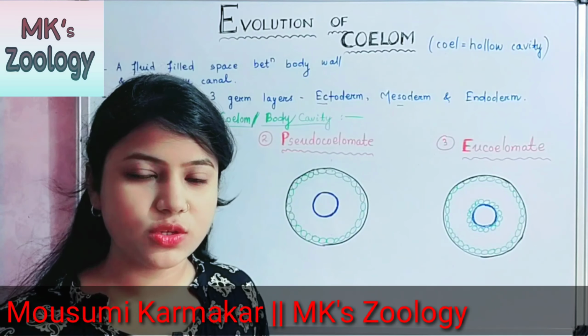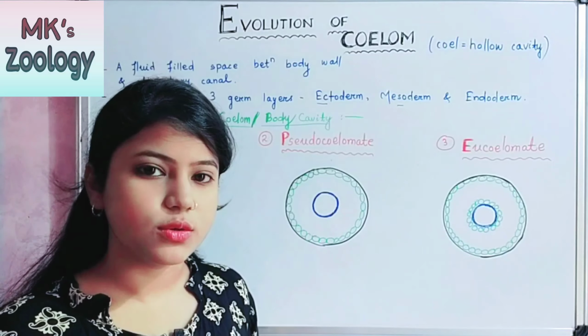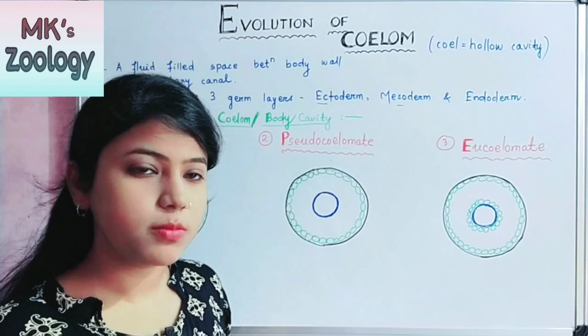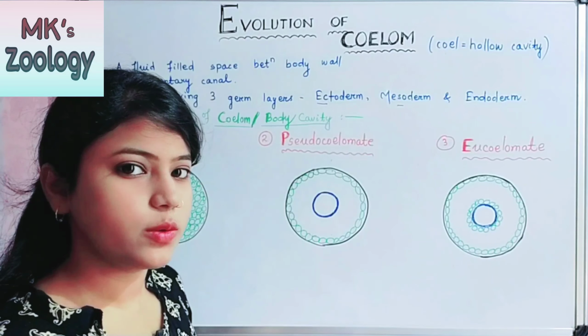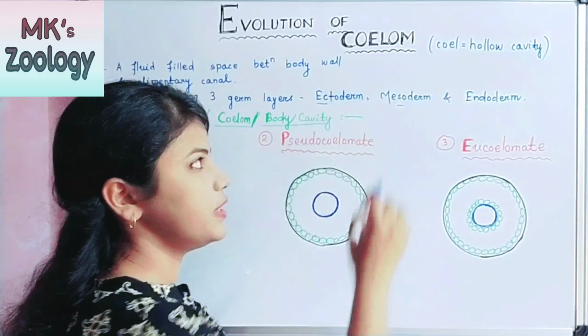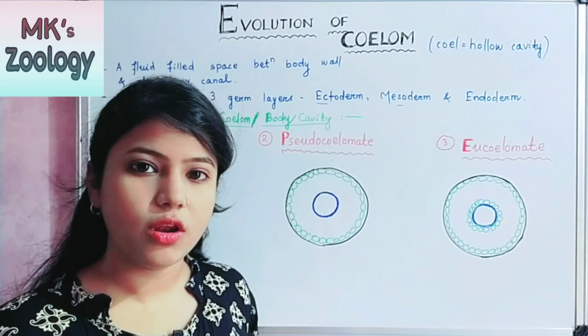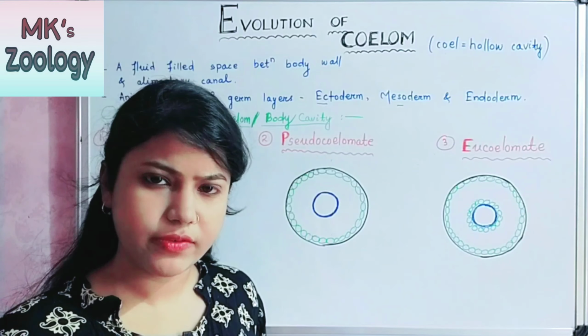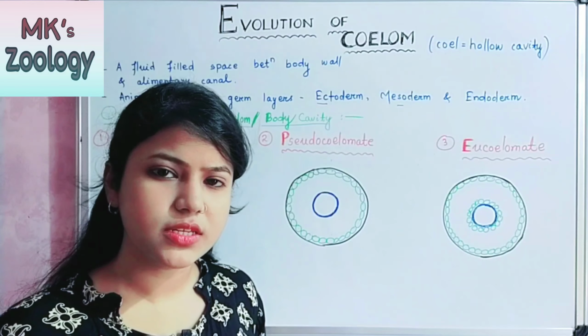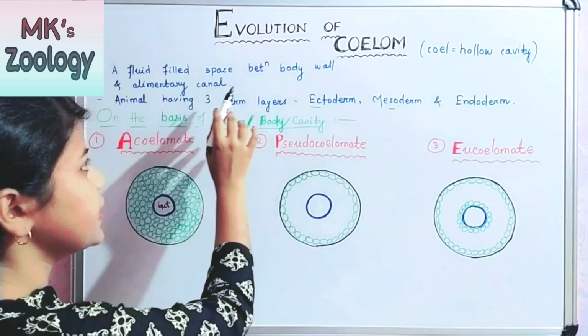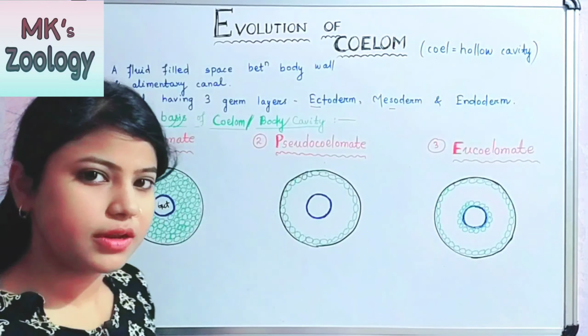So in this video tutorial I will be talking about the evolution of coelom. So what is the meaning of coelom? Coelom comes from a Greek word, coel, C-O-E-L, which means hollow cavity, means body cavity. So where is it present? It is a fluid filled space between body wall and alimentary canal.